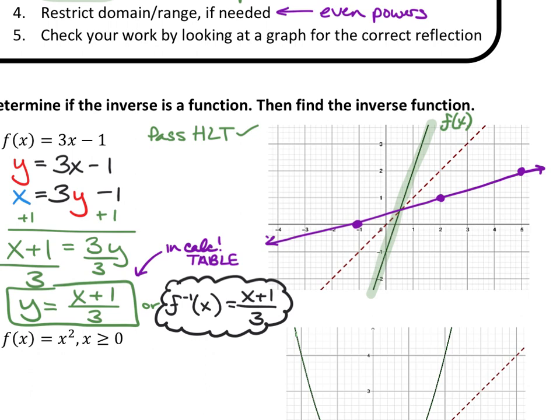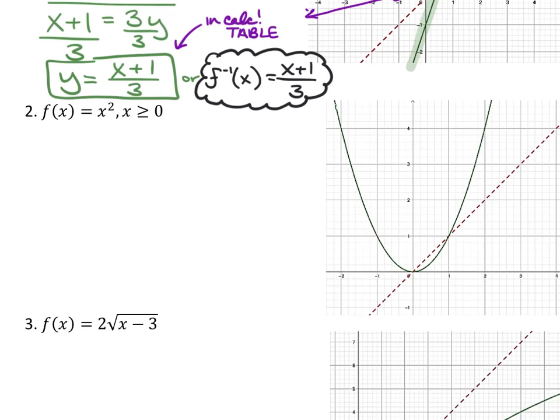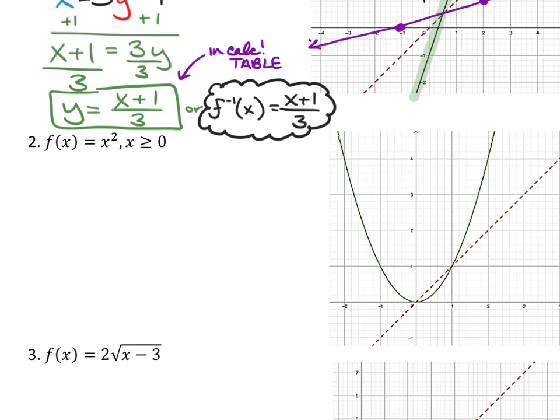Do I have any last minute questions before we move on from this example? In this next example, or in the last example, what's the very, very first thing I did? Check it with what? What is the test called that I'm using? HLT. Now, does this parabola pass the HLT?